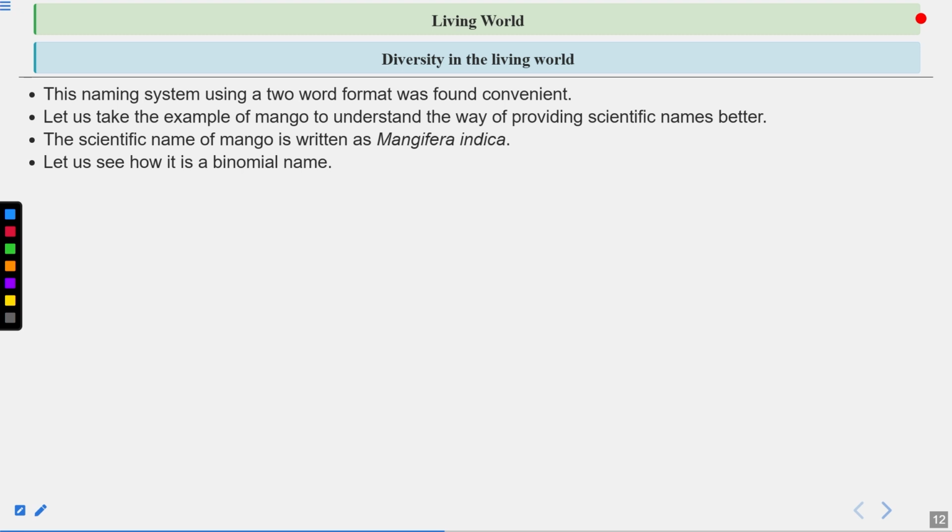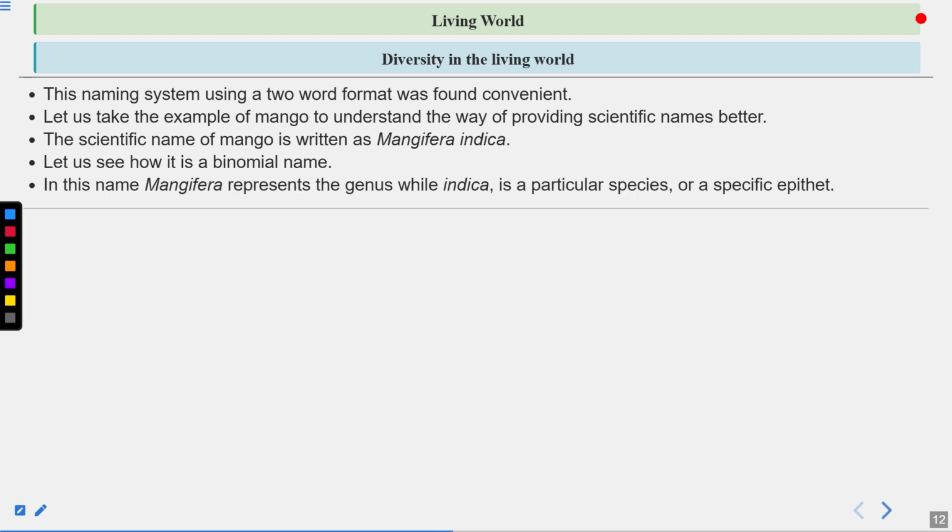Let us see how it is a binomial name. In this name, Mangifera represents the genus, that is the generic name, while indica is a particular species, or the specific epithet. So here Mangifera is the genus, indica is the species. Mangifera is a generic name which indicates the genus, indica is a specific epithet which indicates the species.